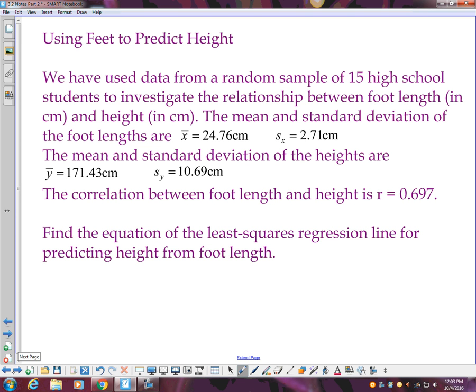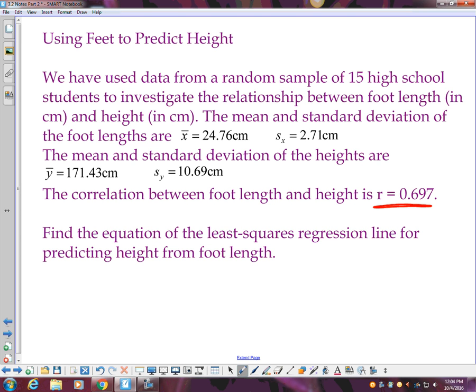Okay, so keep your formula sheet close, and let's try one. Using feet to predict height. We have used data from a random sample of 15 high school students to investigate the relationship between foot length in centimeters and height in centimeters. We've got the mean and the standard deviation of foot lengths, and the mean and the standard deviation of the heights. And I'll also give you the correlation coefficient between the foot lengths and the heights. Now you can see from this r that it's not super strong, but it is moderately strong. So there is definitely a relationship here.